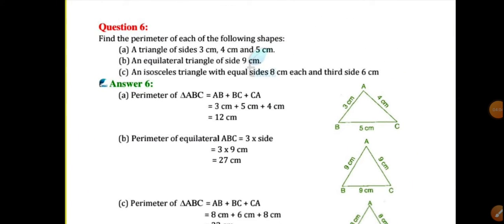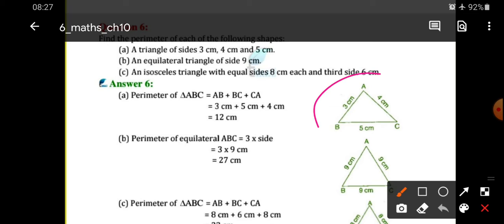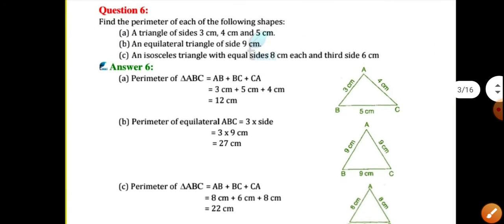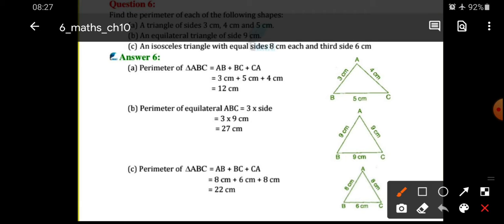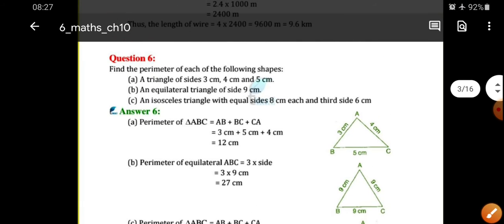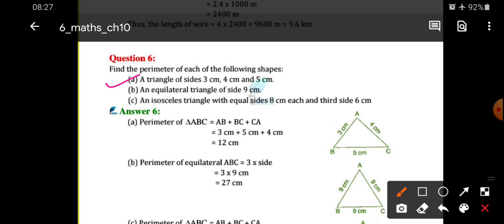Question number 6. Find the perimeter of each of the following shapes. So it's very easy. You have to find the perimeter of a triangle. How to find the perimeter of a triangle? First question, here you can see the data, a triangle of sides 3, 4 and 5 centimeter. So add them up, and you'll get the perimeter.